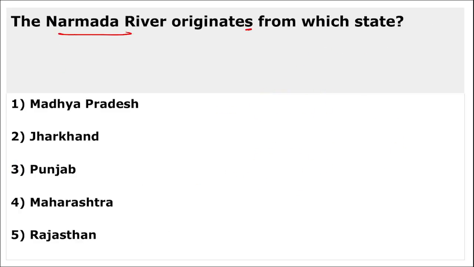The Narmada River originates from which state? Important GS question. Narmada River originates from Madhya Pradesh. Important. Narmada River originates from Madhya Pradesh.